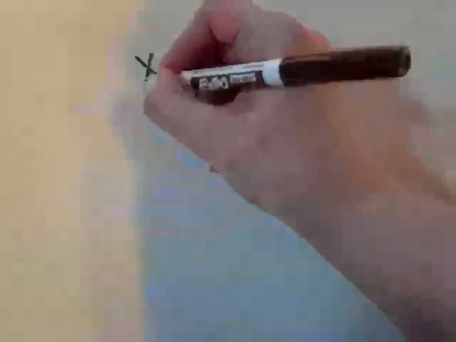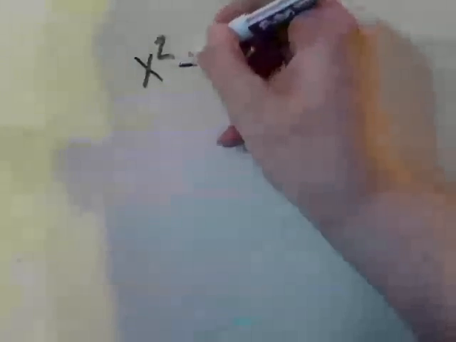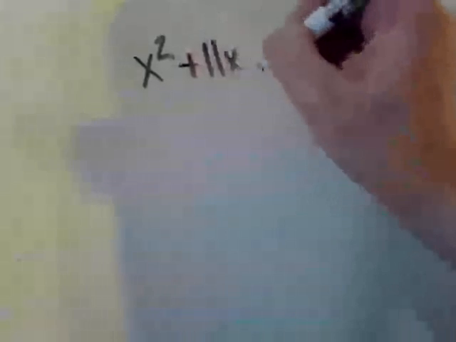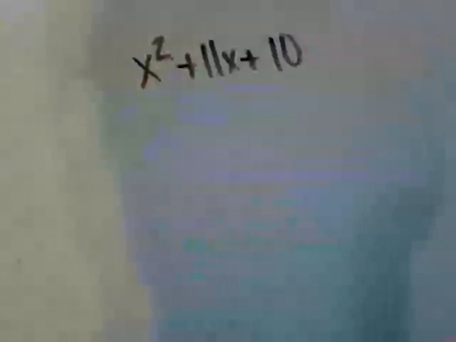Okay, all right, so when we are factoring trinomials that have a leading coefficient of 1, what that means is the number in front of x squared, or whatever your variable is, is just 1, right? So the first problem that we're going to look at is x squared plus 11x plus 10.